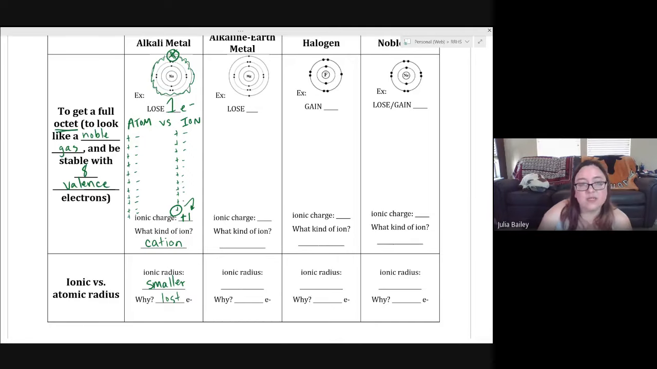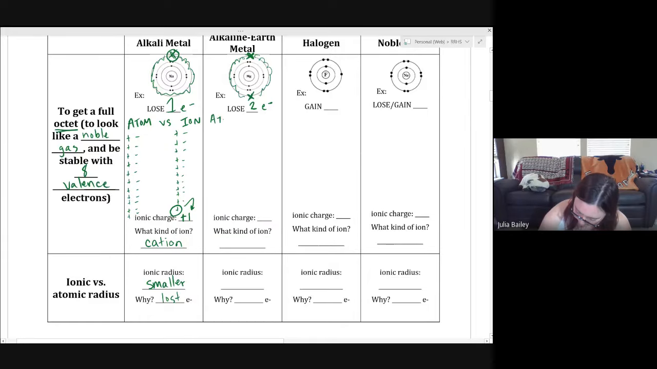Alkaline earth metals, such as magnesium, will lose 2 valence electrons. So there's 2 valence electrons that they will lose. And again, that makes this whole shell around the outside disappear. So we're going to come back to how that changes things.